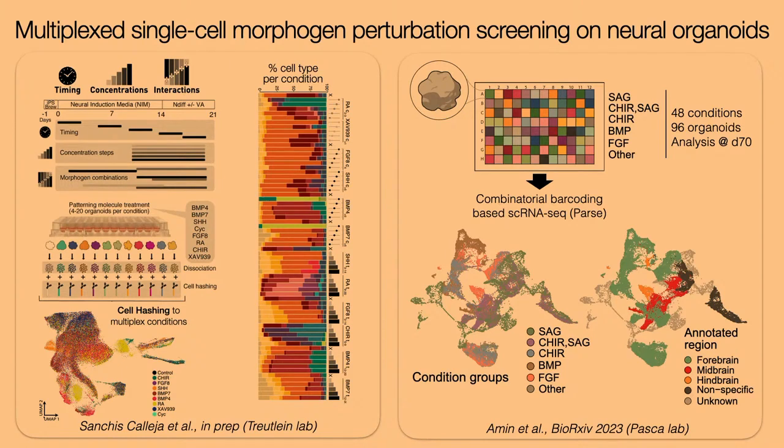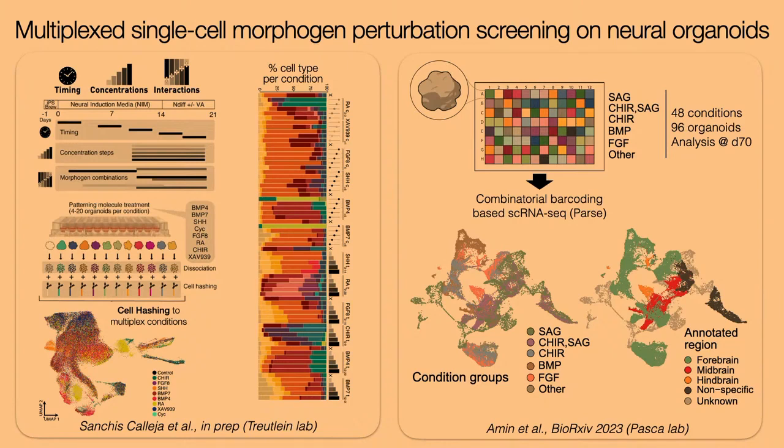And the most powerful tool to read out what happened with supplying this morphogen to the tissue is to do single-cell RNA-seq. But how do you do single-cell RNA-seq on, let's say, 96 samples? You don't want to run 96 10x runs. That's extremely expensive and super labor-intensive.